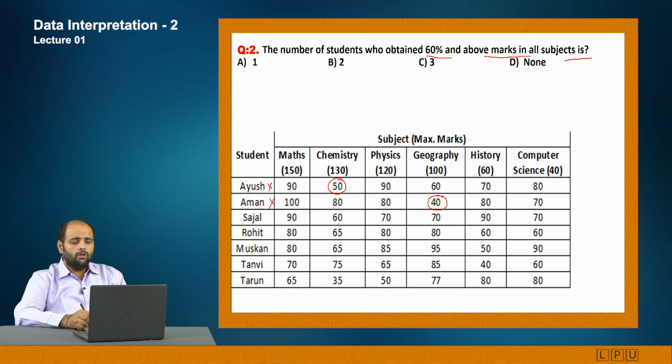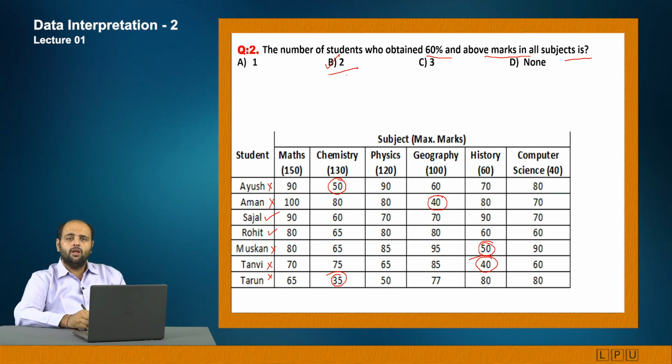Now for Sejal, all values are greater than 60, so Sejal will be counted. Similarly, Rohit will also be counted because all the values are greater than or equal to 60. Muskan's value comes out to be 50, so she is not counted. Next is Tanvi. Tanvi is also not counted because the value is 40 in history, so she will be cancelled out. Tarun is also cancelled out because in chemistry he has 35. So only 2 students obtained 60% and above marks in all the subjects. So the answer will be option B.